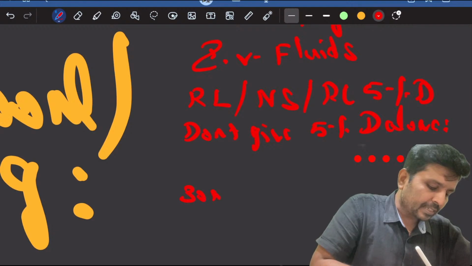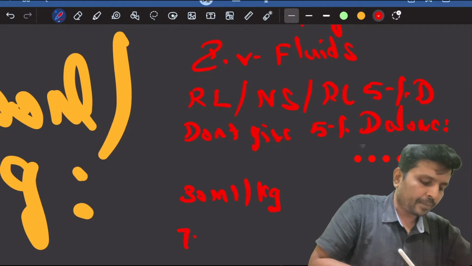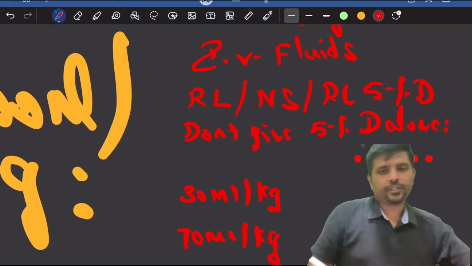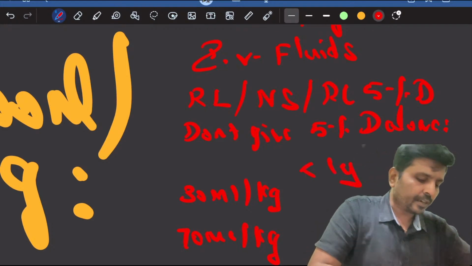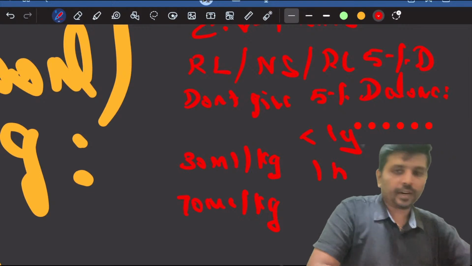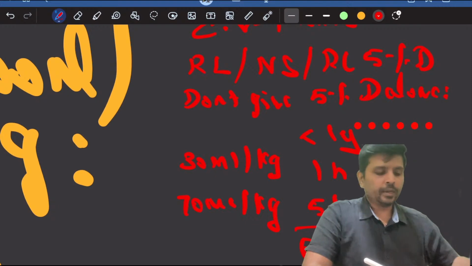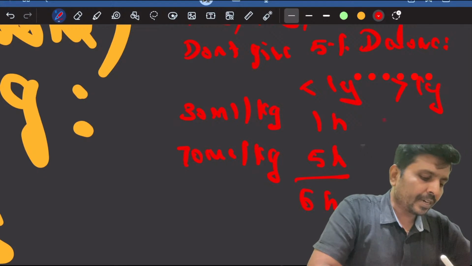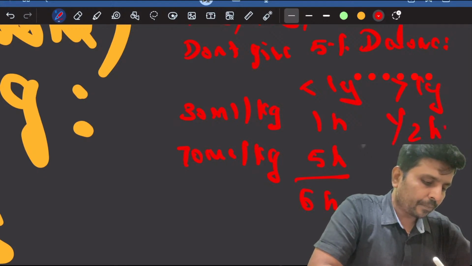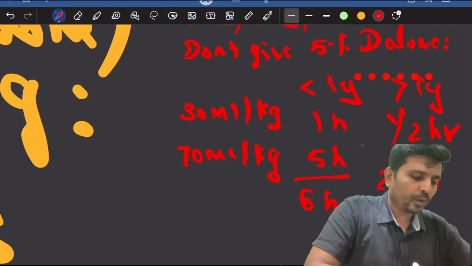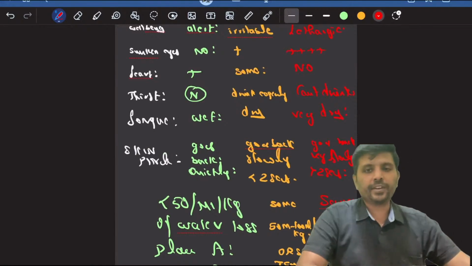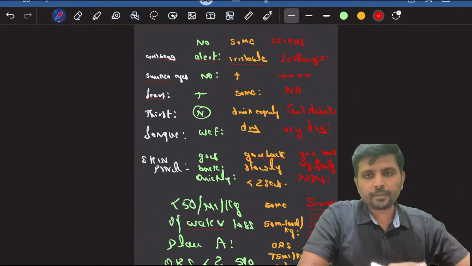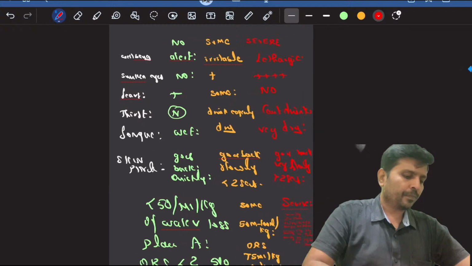It is divided as 30 ml per kg fast correction and 70 ml per kg slow correction. If the child is less than 1 year, 30 ml per kg over 1 hour and 70 ml per kg over 5 hours, so totally 6 hours. If the child is more than 1 year, 30 ml per kg over half an hour and 70 ml per kg over 2.5 hours, so totally within 3 hours you can correct. So this is the treatment for severe dehydration.